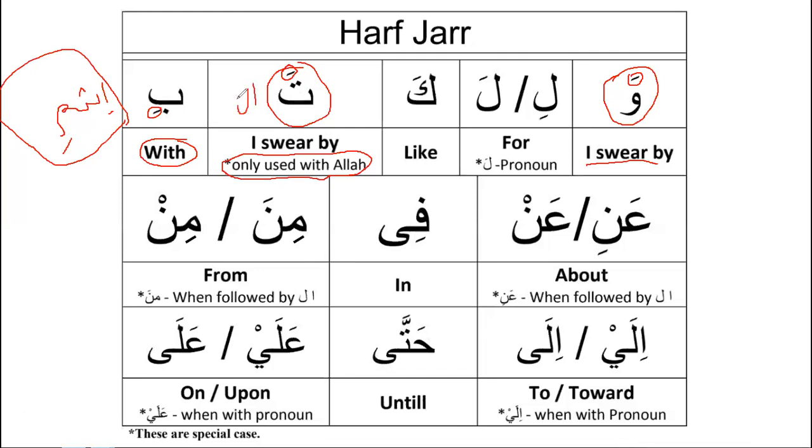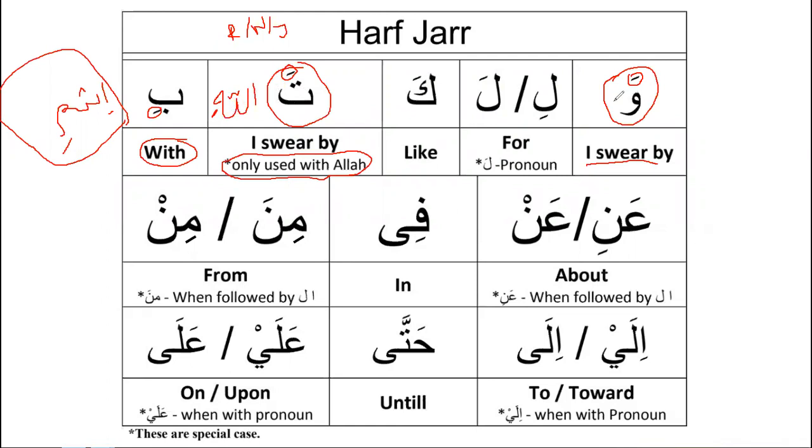So if I want to swear by Allah, what can I say? The word Allah is an ism, so it can be in rafa, nasab, or jar status. What is the purpose of harf jar? Harf jar makes the next word after it jar. The word Allah in rafa is Allahu, nasab is Allaha, and jar is Allahi. So ta makes the word Allah jar: Tallahi. Tallahi means I swear by Allah.